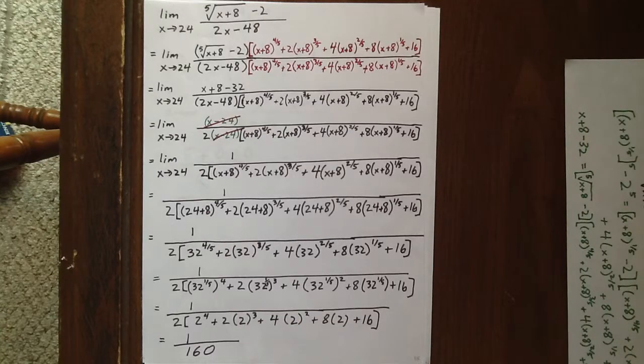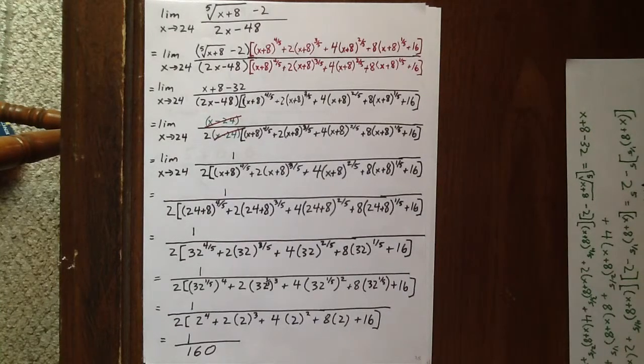In this question, we're taking the limit as x goes to 24 of the fifth root of x plus 8 minus 2 over 2x minus 48. Substituting in an x value of 24 leads to the indeterminate form of 0 over 0. So we're going to have to somehow rationalize that numerator.